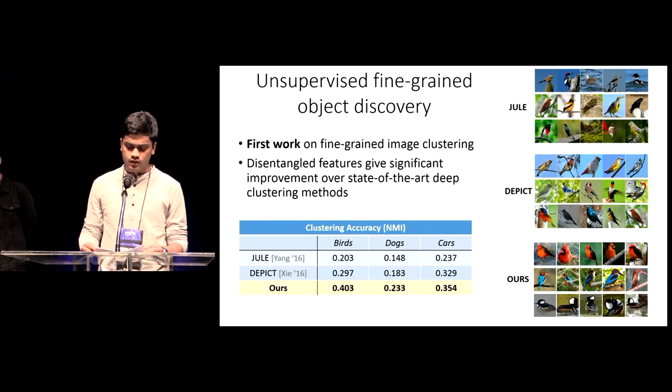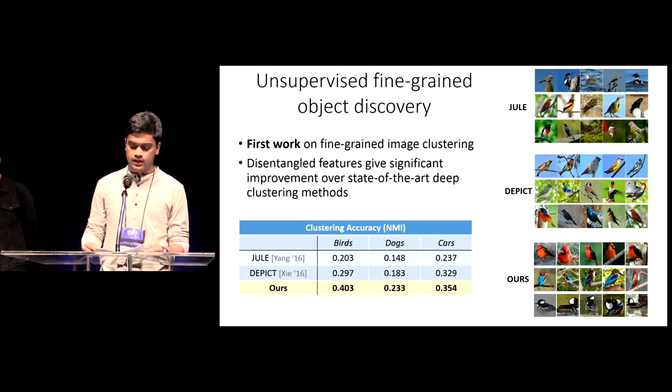As an application, we use Xinggang's learned representations to tackle the novel task of fine-grained image clustering and achieve significant improvements over previous state-of-the-art deep clustering methods.